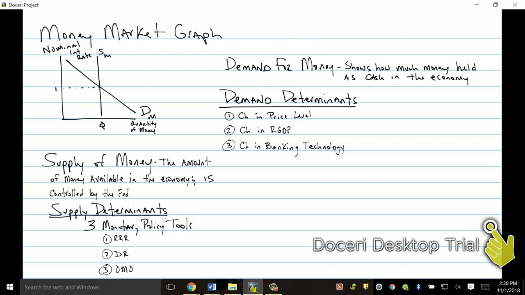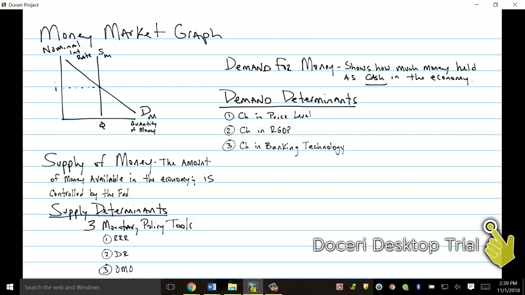So what we're going to do is break down the demand and the supply for money that we use on our money market graph. If we start with the demand for money, the demand for money shows us how much money that people in the economy want to hold as cash. I think that's very important for us to realize: we're only talking about how much money people want to hold as cash, not put in the bank, not any other kind of money, just how much money we actually want to hold on to.